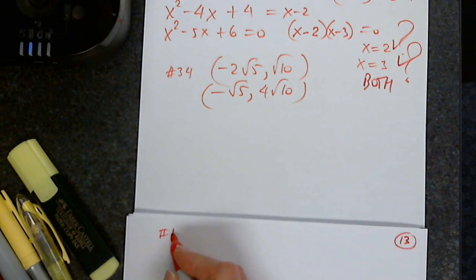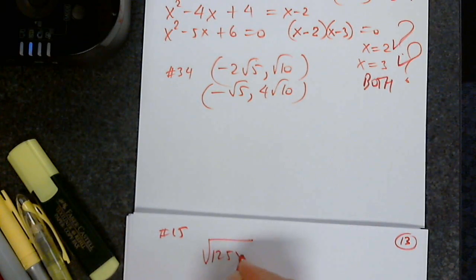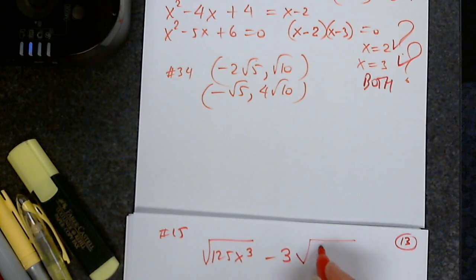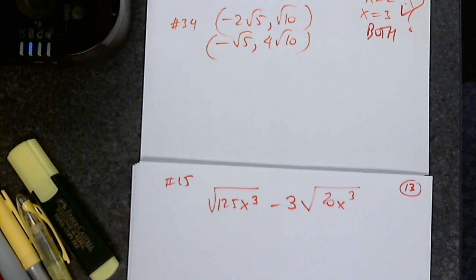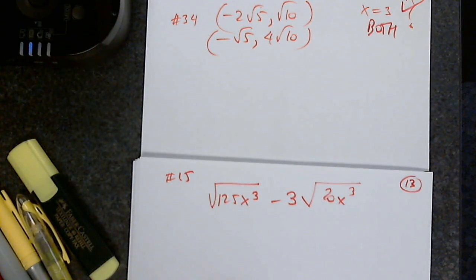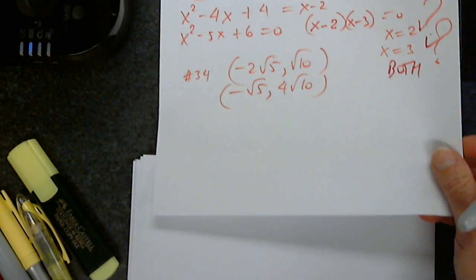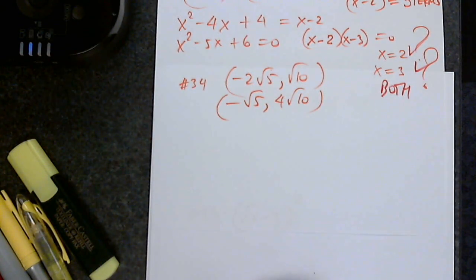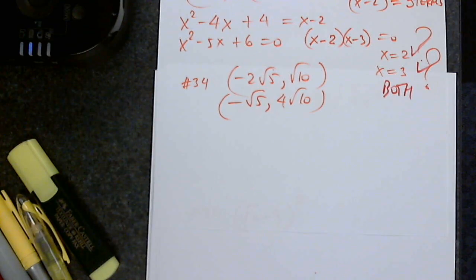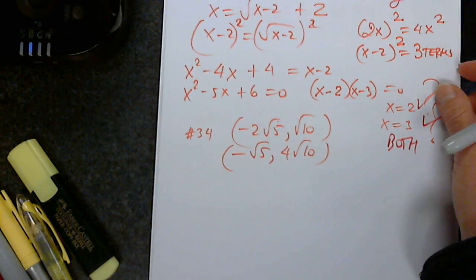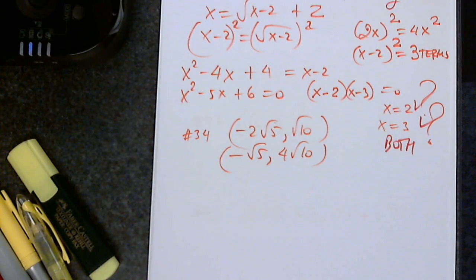So after this, I'd like to look at 15, the square root of 125x cubed minus 3 the square root of 20x cubed. And then 96, the square root of x minus 3. And then 93. Just work on this problem. I just want to copy a few. So we're working on 34. Do we need more time on 34?